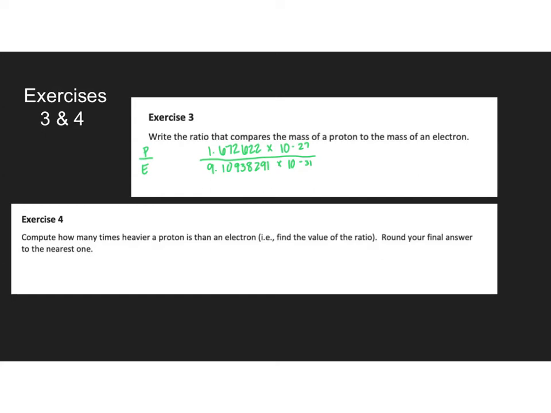And then it goes on to ask us below, compute, that just means calculate, how many times heavier a proton is than an electron. So it says find the value of the ratio. Basically, it's just saying divide. Okay? We are going to divide our numbers, and we are going to subtract our exponents. All right? So go ahead and do that in your calculator. Pause this video, and then check your answer.